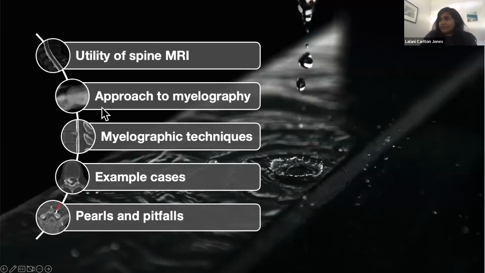So what I'm going to cover today is the utility of spine MRI. Dan has talked a little bit about this, but I'll go over what I think are the most important points. Then I'm going to look at the fundamental principles of choosing how to do what myelogram we do and the basics of these myelographic techniques, give you some examples of cases, and then what happens once the myelogram is done, whether it's positive or negative.